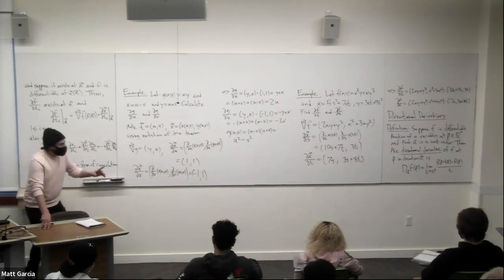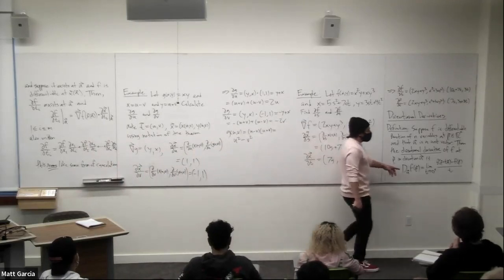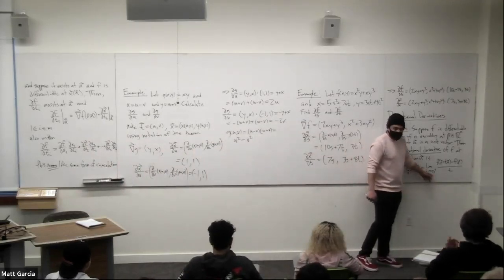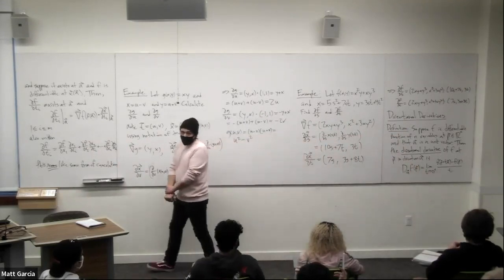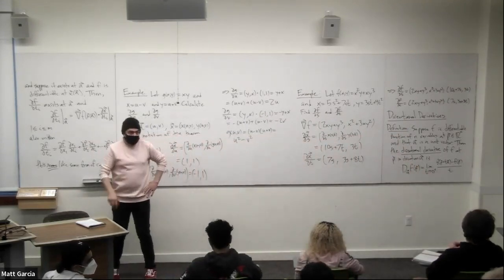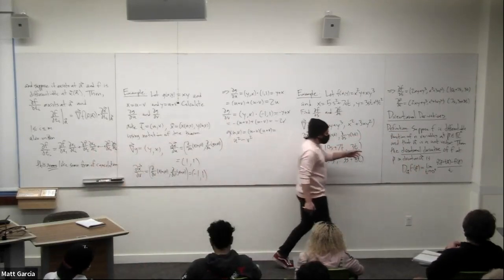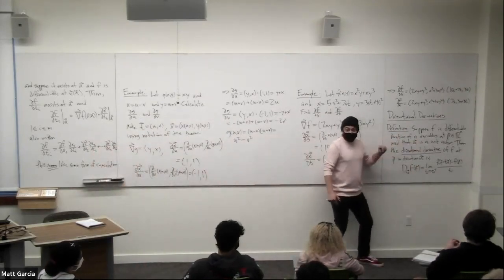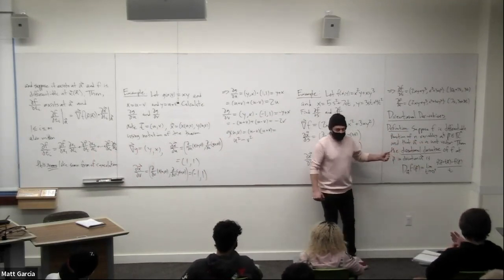So just a couple quick comments here. Why do we approach 0 from the right instead of taking it two-sided? Yeah, exactly. Because we're looking in the direction of u, not negative u. We're going to look at only positive scalars. Good.